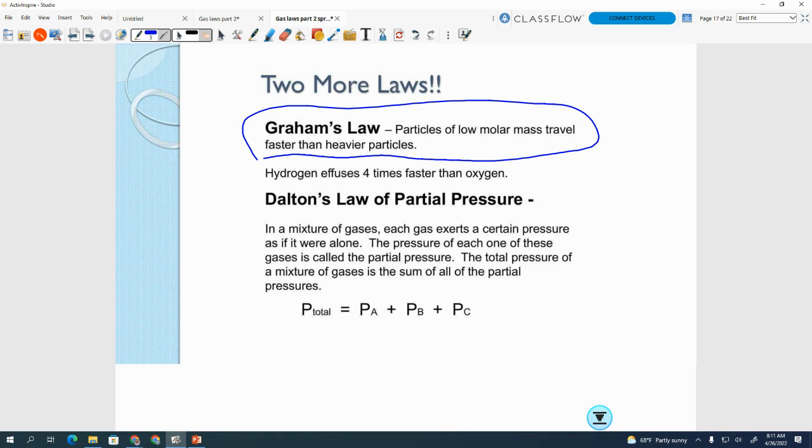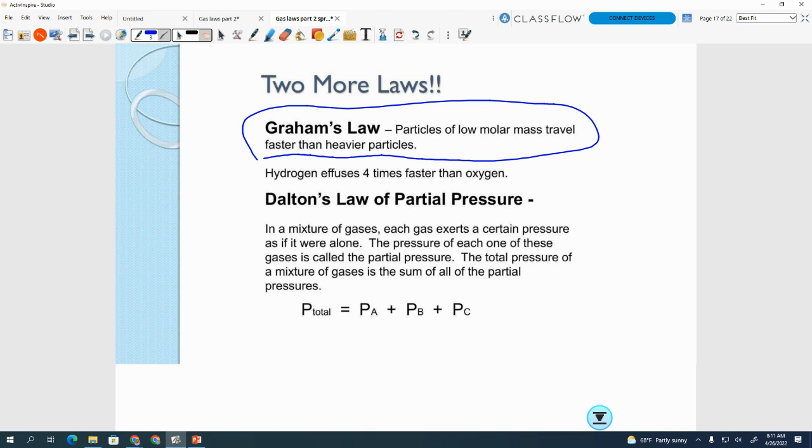So, hydrogen is way smaller of a molecule than oxygen. Hydrogen will escape out of a container faster than oxygen will. Specifically 4 times faster, but you don't need to know that.